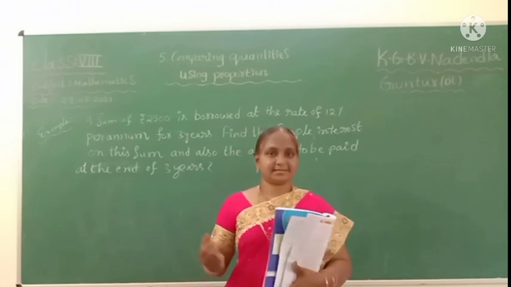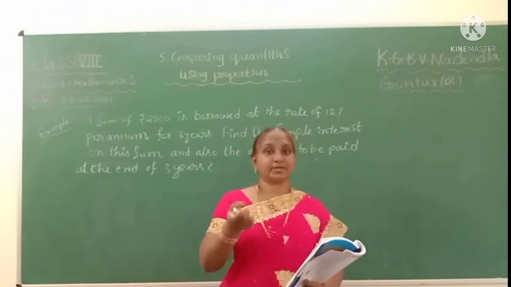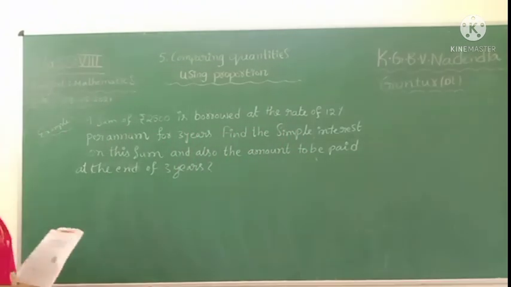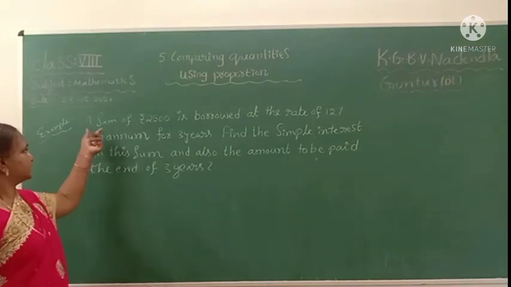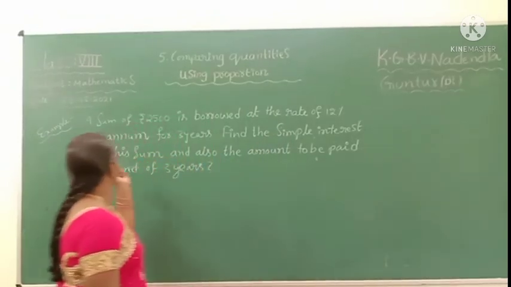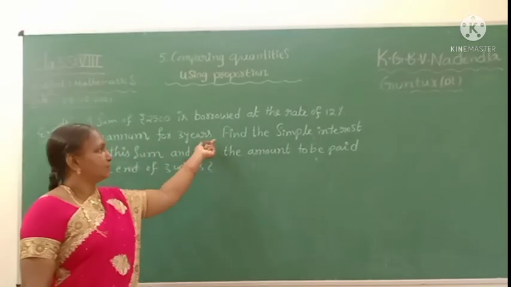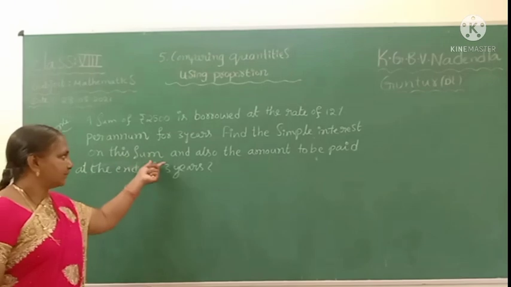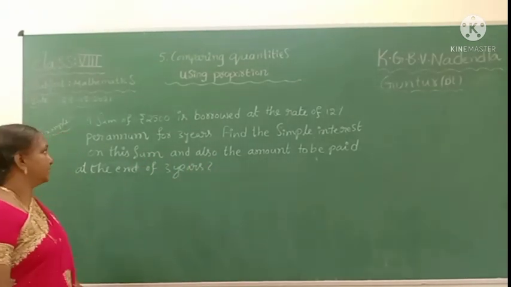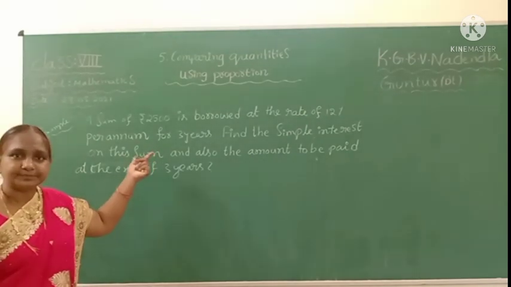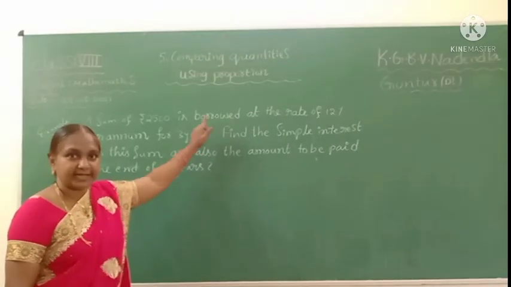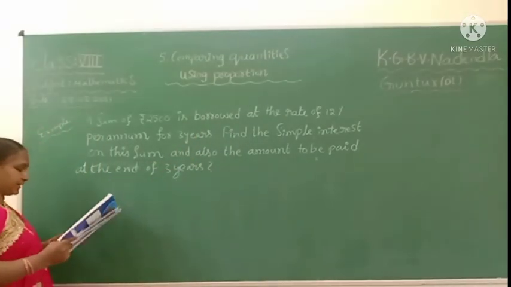Okay. Let us take an example to recall the concept of simple interest. A sum of 2,500 rupees is borrowed at the rate of 12% per annum for 3 years. Find the simple interest on this sum and also the amount to be paid at the end of 3 years. What is the borrowed amount here? That is 2,500 rupees. We take it as principal.